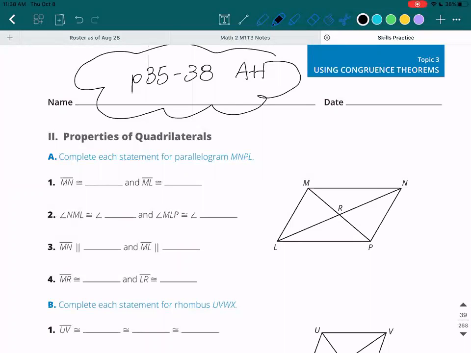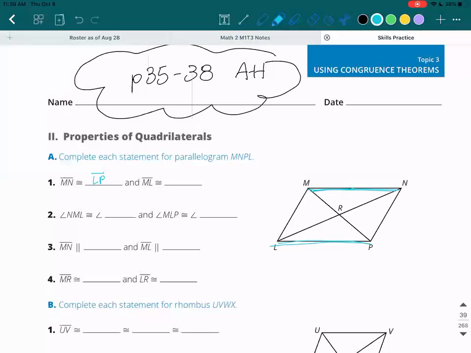So for the first section, section A on page 35, we have to complete each statement for parallelogram MNPL. The first statement says line segment MN, that's this one, is congruent to another thing. Which one is it congruent to? LP. And then just put a line on top of that.